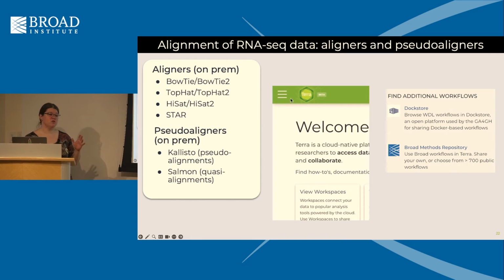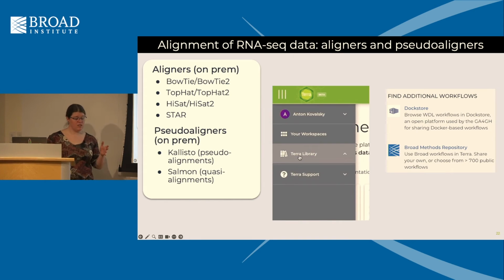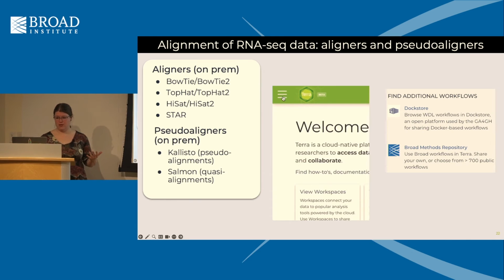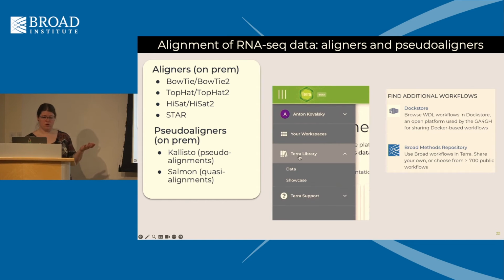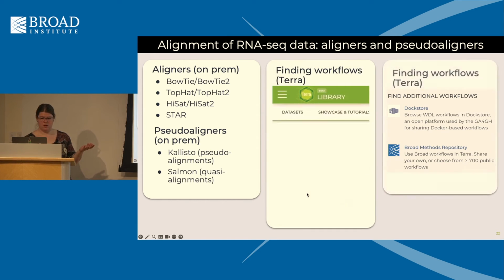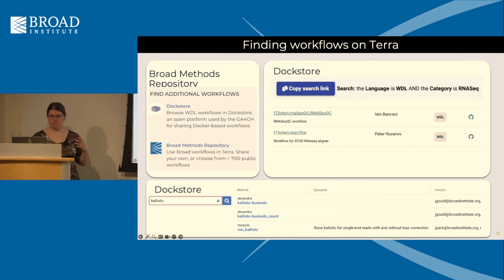And this is really cool. Some people have written these things for Terra, so if you want to get these things up and running on Terra, there are ways to do it. There's the Dockstore and the Broad Methods Repository, where you can find additional methods. You can see Kallisto bustools, which is the single cell Kallisto, and then running Kallisto. Those are both things that other Broadies have made, and we can access them through this repository on Terra.